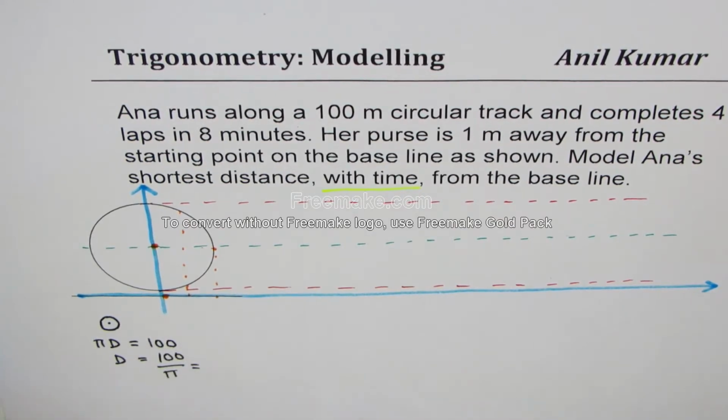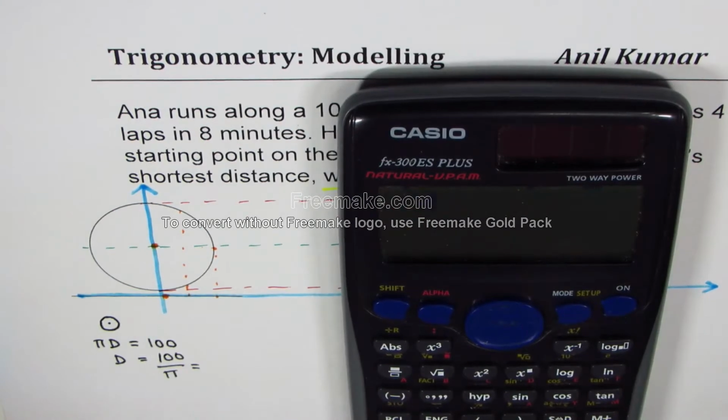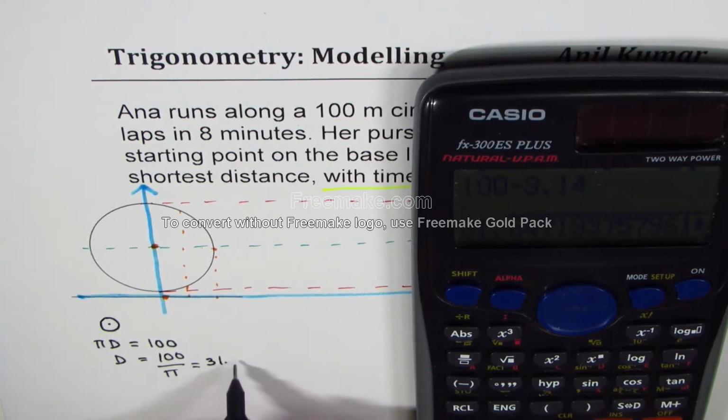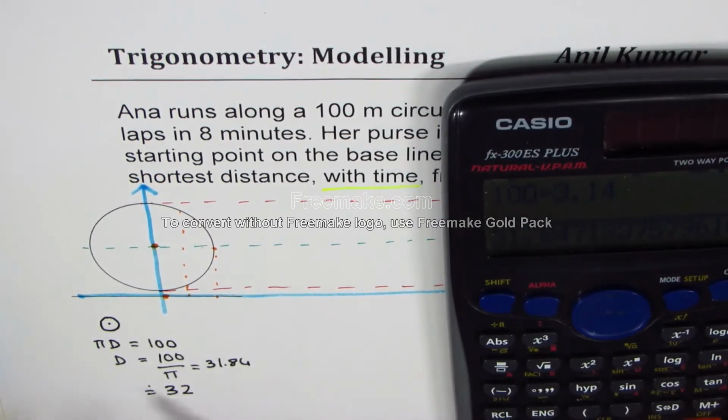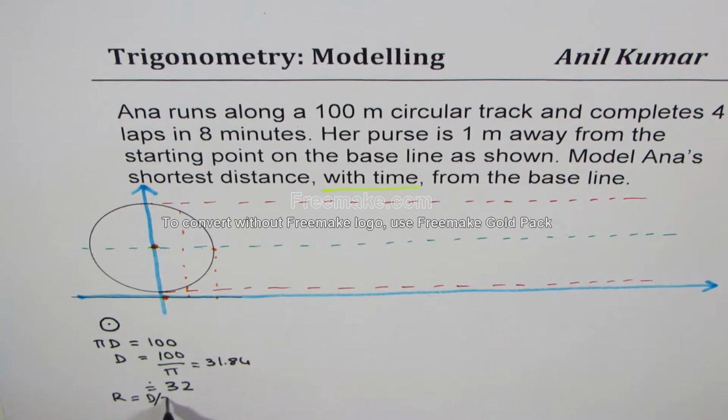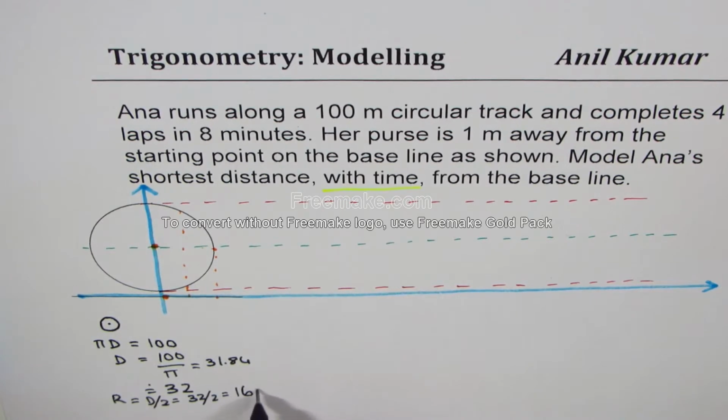That is how much? Let's calculate. 100 divided by 3.14, okay. In decimals, 31.84 something. I'll round it to 32. Is it okay? We'll do whole numbers. Perfect. Now if diameter is 32, radius will be how much? Radius will be half of this, right? So radius will be diameter divided by 2, which is 32 divided by 2, which is 16. And all units are in meters.